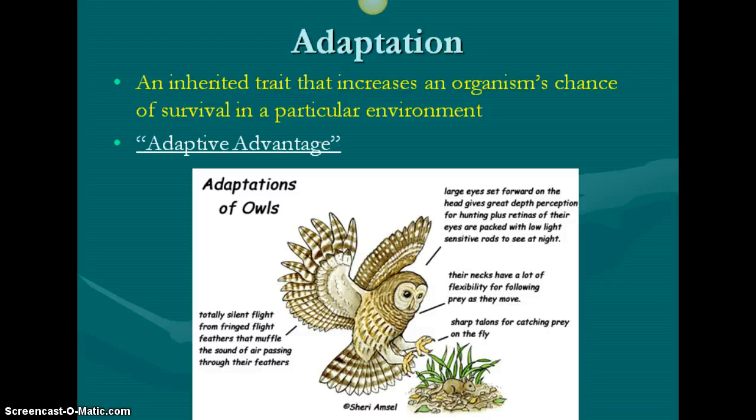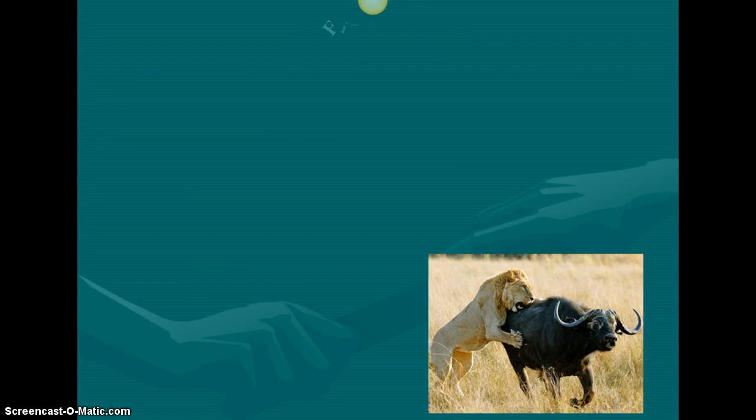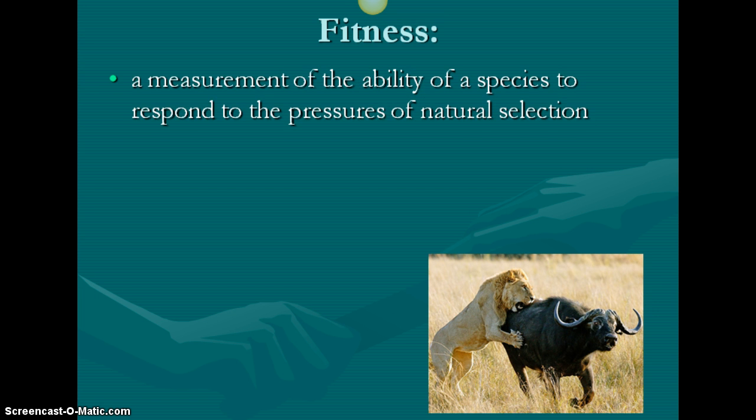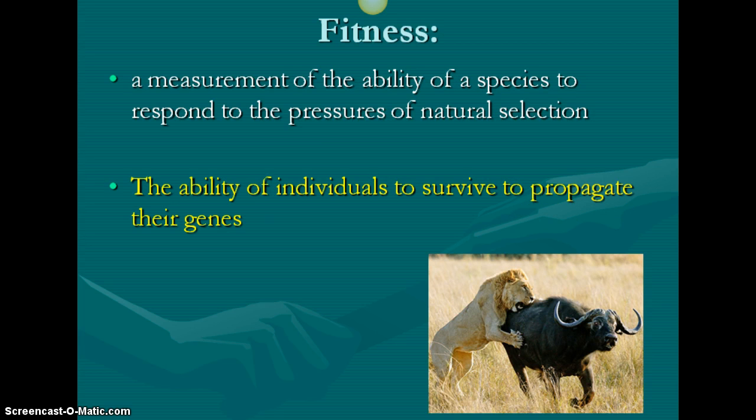It's also called adaptive advantage. So any adaptations that are advantageous to that organism will allow them to survive. And then fitness, when we look at that word with Darwin, it's a measurement of the ability of a species to respond to any pressures of natural selection. Pressures would be competition, food resources, shelter resources, etc. And so basically it's the ability of the individual to survive to reproductive age and reproduce, passing on their genes. And this is called survival of the fittest.